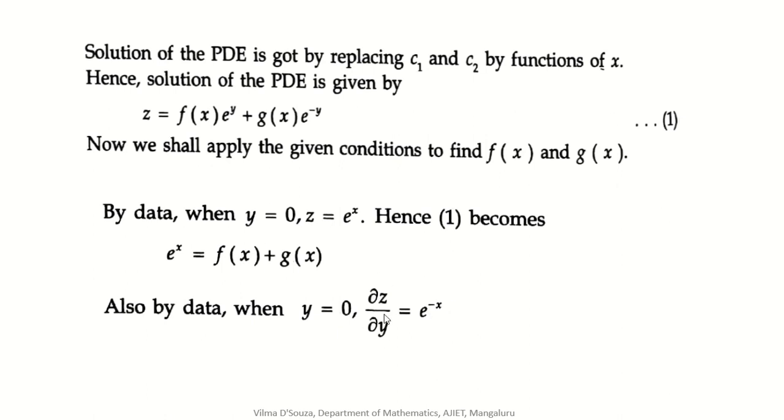So now how do you get dou z by dou y? You differentiate this equation with respect to y. When you differentiate this with respect to y, f of x and g of x are constant. So what is dou z by dou y? Dou z by dou y is equal to f of x into differentiation of e power y, which is e power y itself, plus g of x into e power minus y into minus 1.